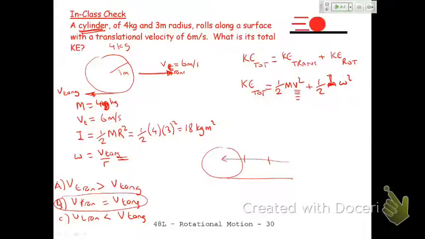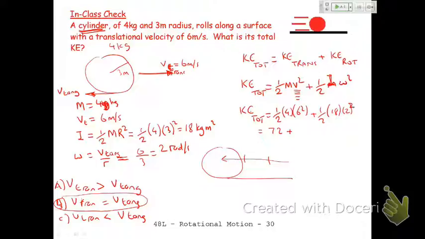That means this omega is equal to 6/3, which equals 2 radians per second. So then I shove this over here and say my KE total is equal to 1/2 times 4 times 6 squared plus 1/2 times 18 times 2 squared, which equals 72 plus, 2 squared is 4, so 4 times 9 is 36, which equals 108 joules.